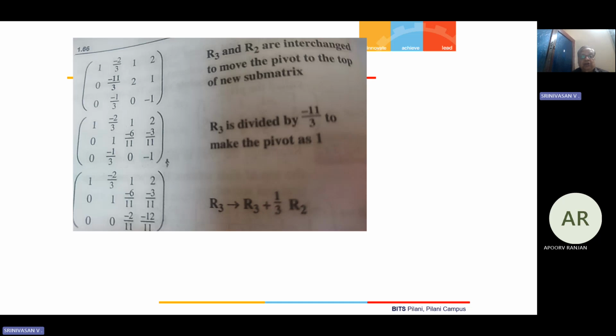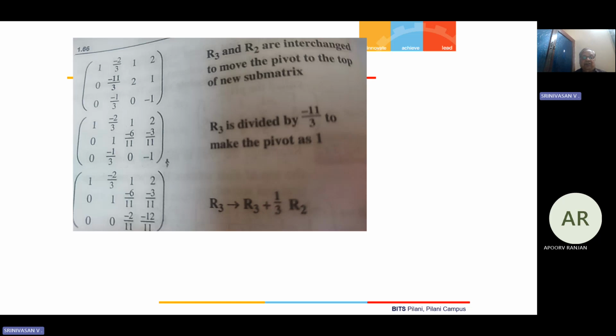It's not R3. It should be R2. There is a mistake in the print. It should be only R2 because now it is in R2, isn't it? R2 is divided by minus 11 by 3 to make the pivot as 1. Just see that. The pivot as 1. That's all.